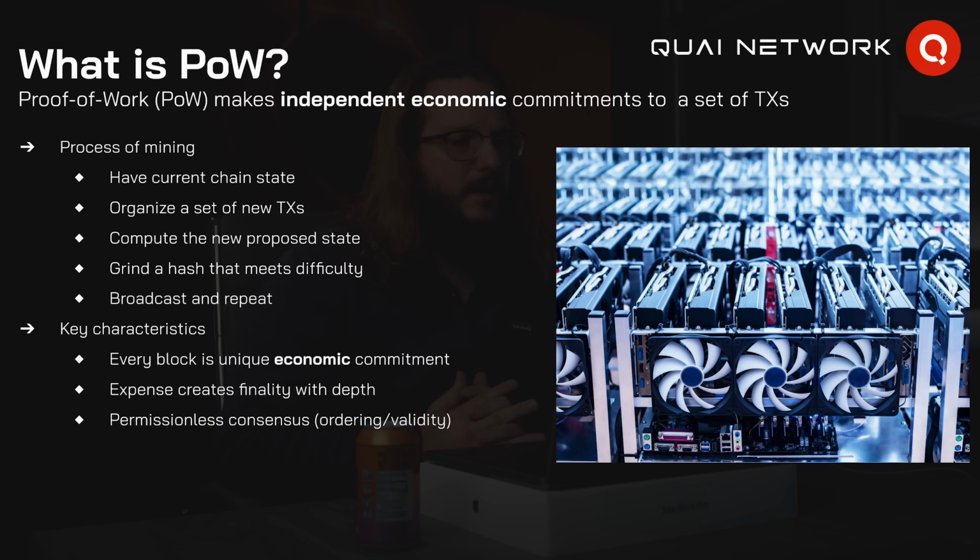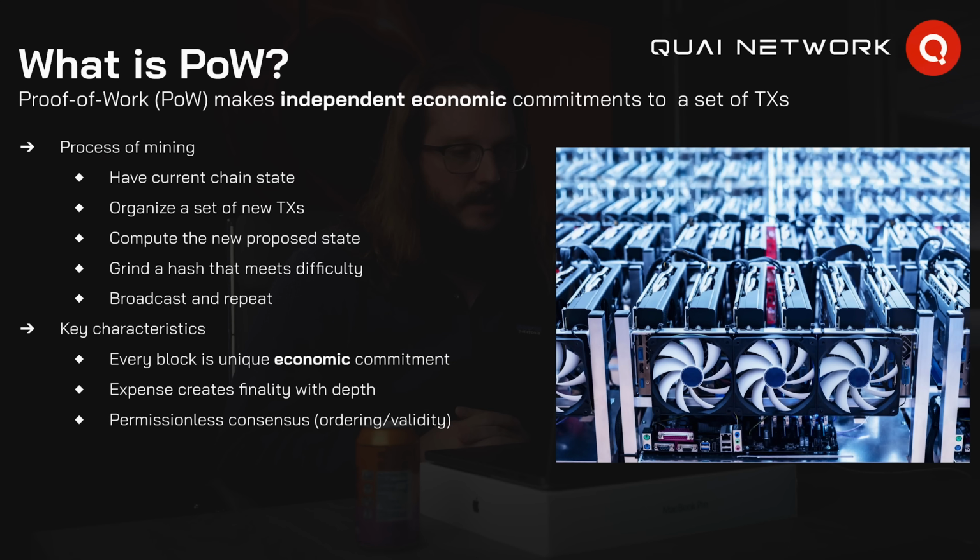To understand how we do that, we have to better understand proof of work as a process of mining. When I talk about POEM, it is actually a new consensus mechanism, but it is work-based. So it carries forth the characteristics of work in what we think is a more efficient manner. But what are we achieving with work? We're achieving independent economic commitments to a set of transactions, which is getting added to the blockchain. The way that we do that is through the process of mining.